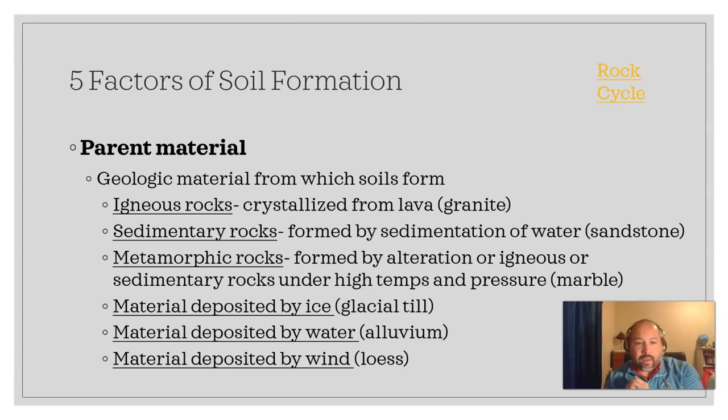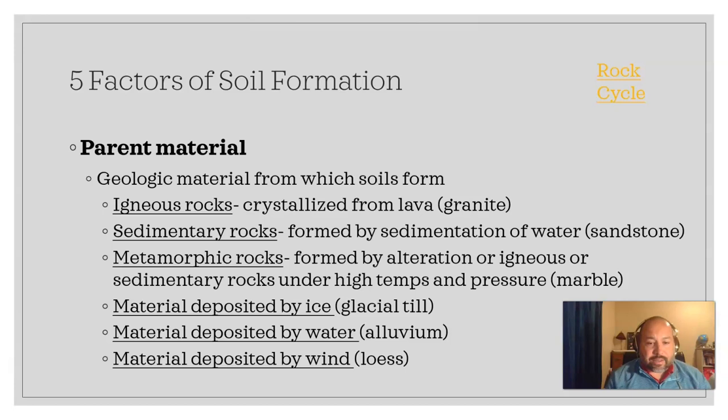All right, and back. In terms of igneous rocks, we're talking about rocks that crystallize from molten lava. So granite, which is the parent material below the Sierra Nevada mountains, forms from igneous rock. Sedimentary rocks are formed by the sedimentation of water. So the idea is that you've got water and it constantly moves, and the movement of the water ends up forming the rock. You also have metamorphic rocks, formed by an alteration of the igneous or sedimentary rocks under high temperature and pressure. Marble is a good example of a metamorphic rock formed by that alteration.